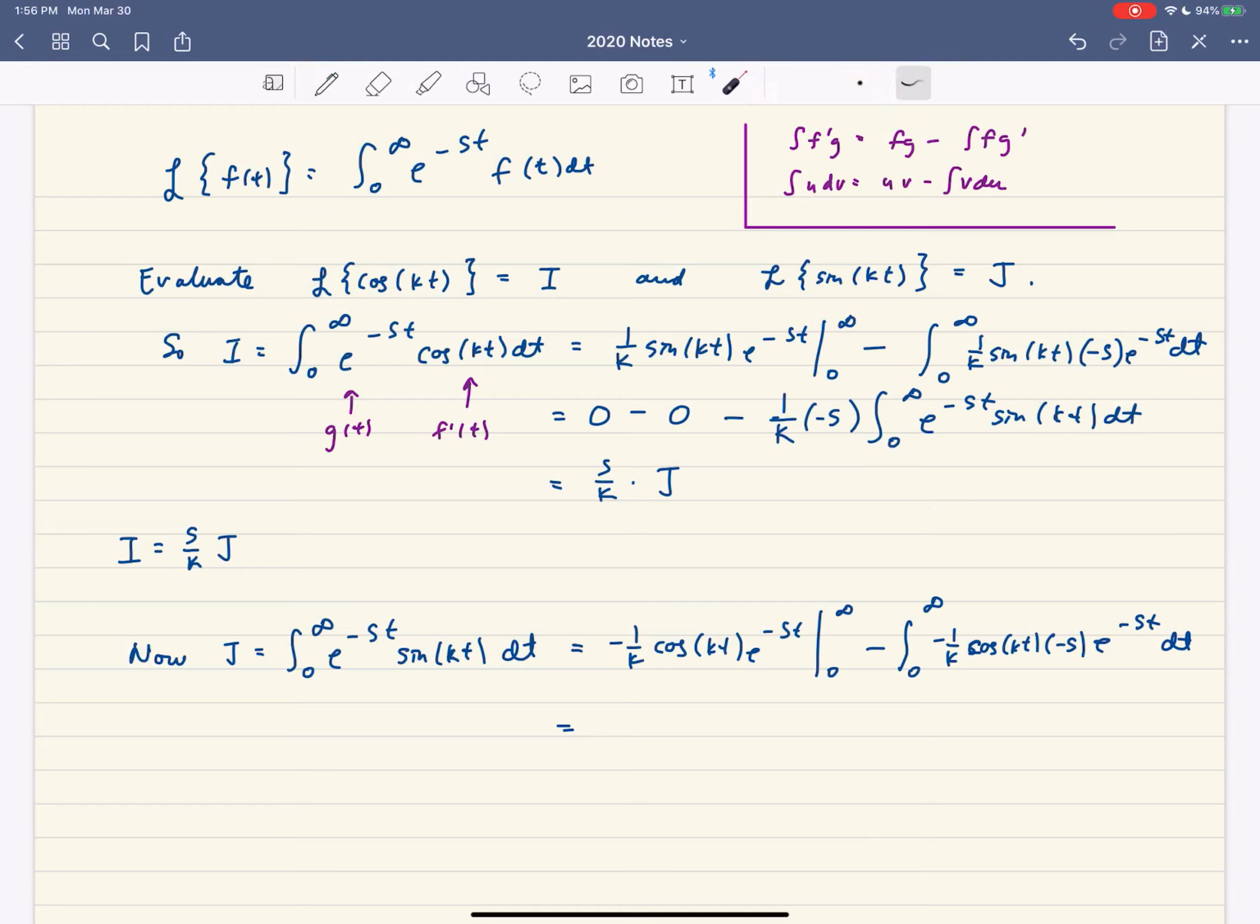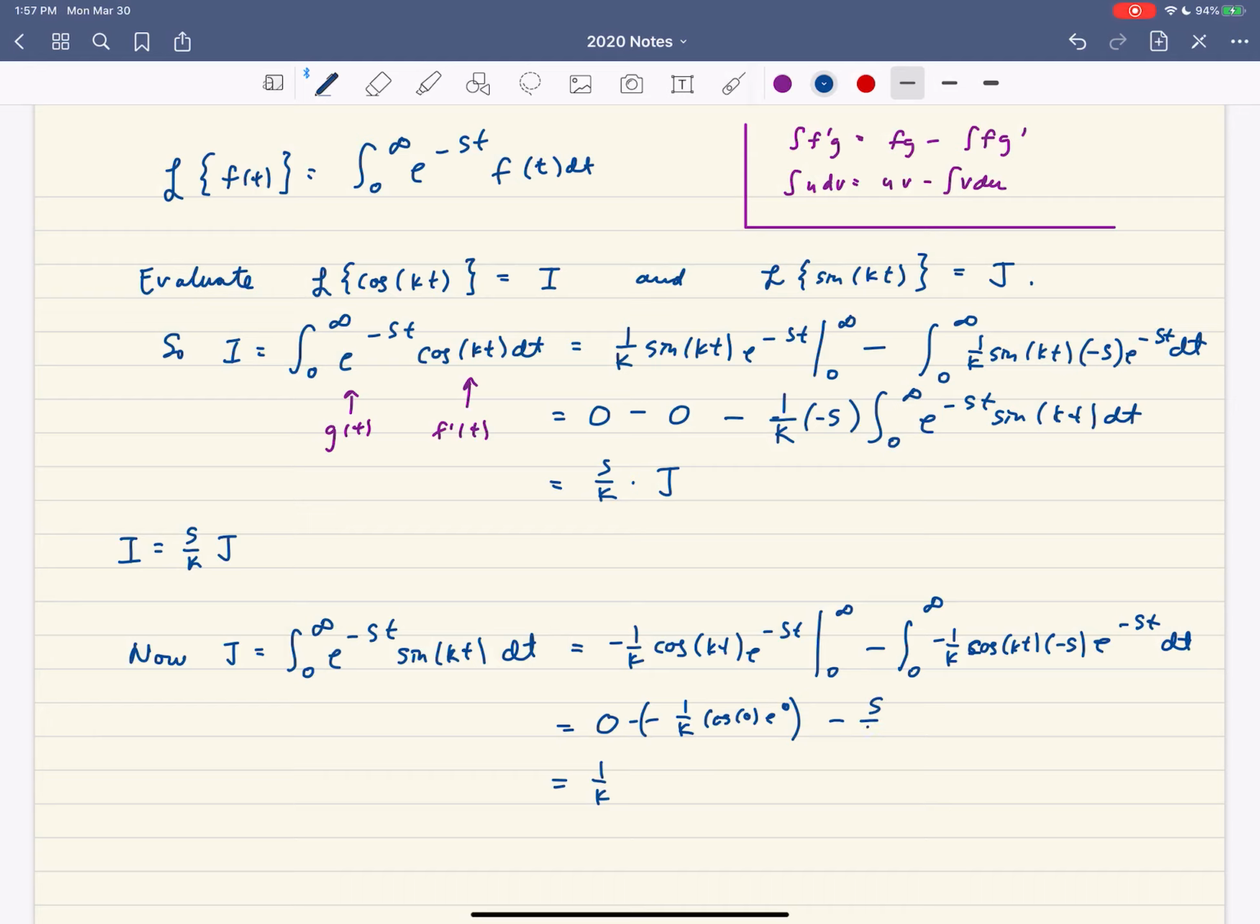for this first expression, as t goes to infinity, this exponential is going to go to 0. Cosine is bounded, so this is going to go to 0 by the squeeze theorem. And if we plug in t equals 0, we're going to get cosine of 0, which is 1, and e to the 0. So that's going to be minus 1 over k. Okay, I'm sorry, we're subtracting it, so that makes it minus a negative 1 over k, so that's plus 1 over k. Okay, and for this middle part, we're going to have negative 1 over k and minus s. Those signs are going to cancel.